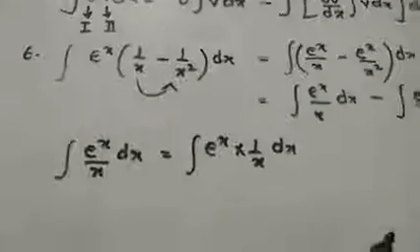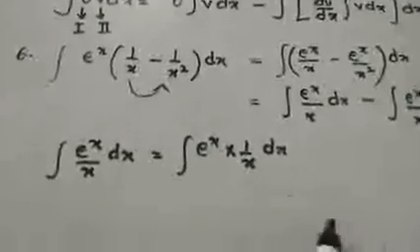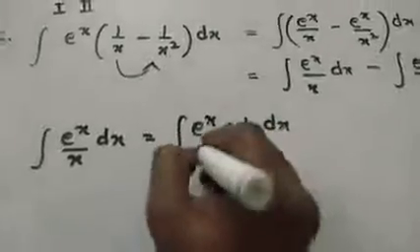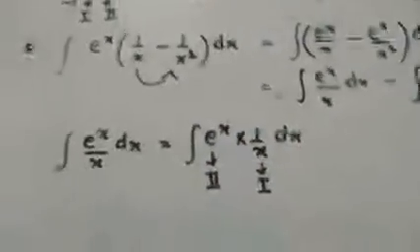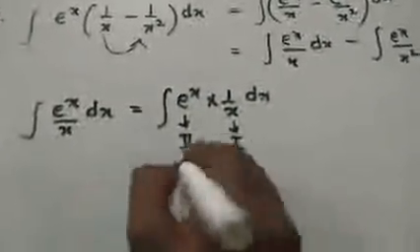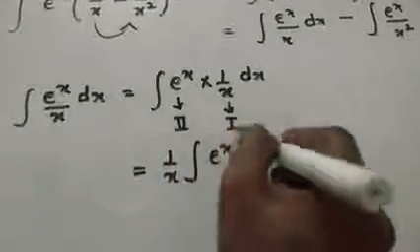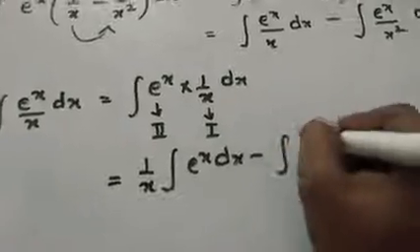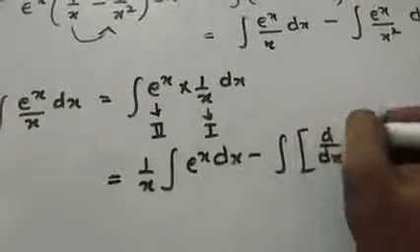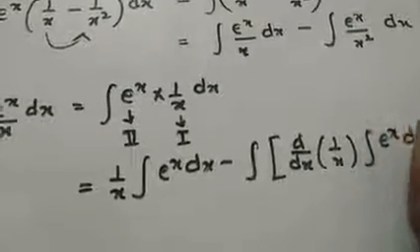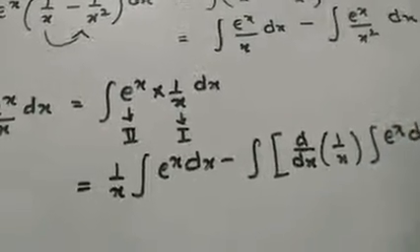We can write, by ILATE rule, 1 by x, that is algebraic, comes first, and e to the power x comes second. So by using the integration by parts rule, first function into integration of second function minus integration of d/dx of first function into integration of e to the power x dx, the second function, into dx.